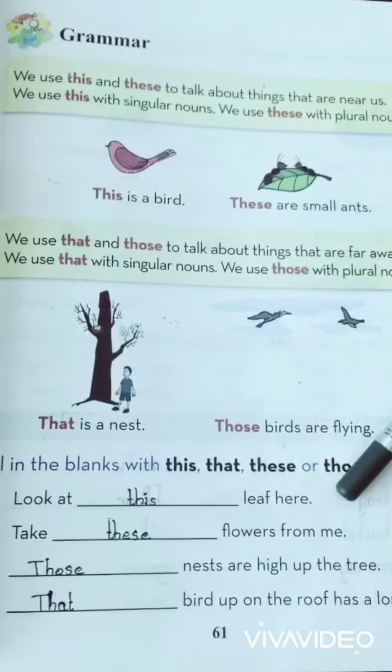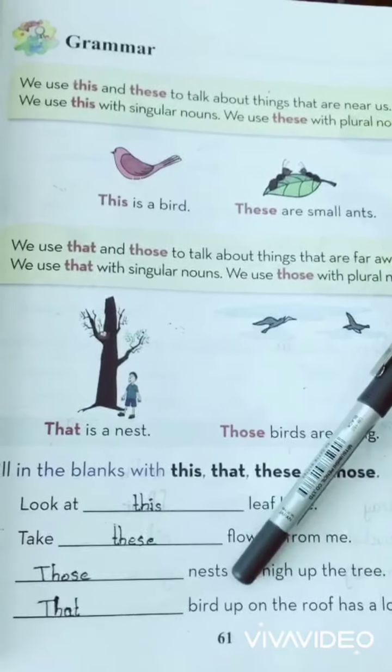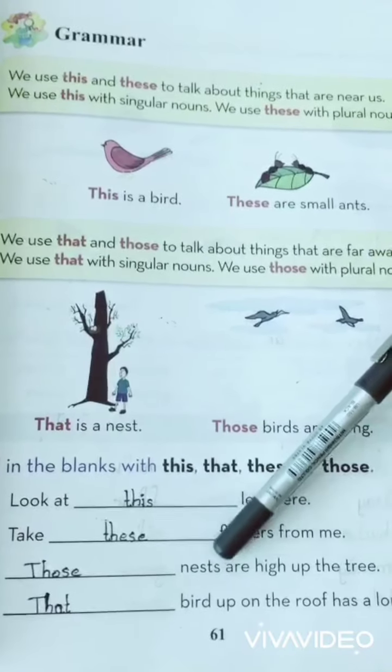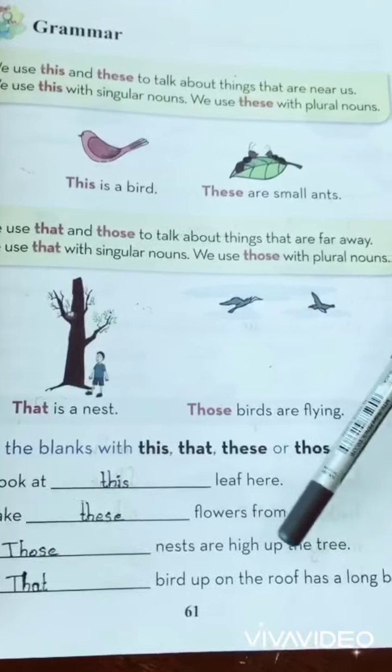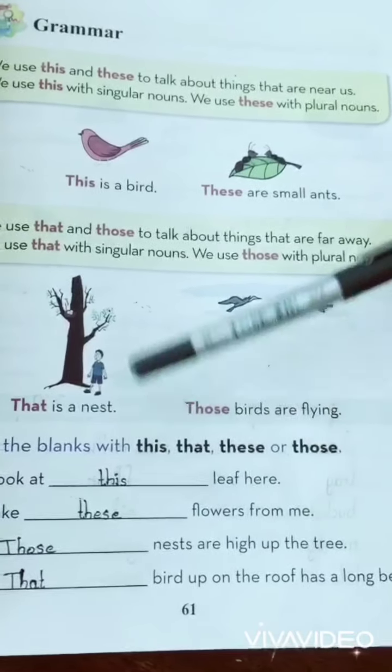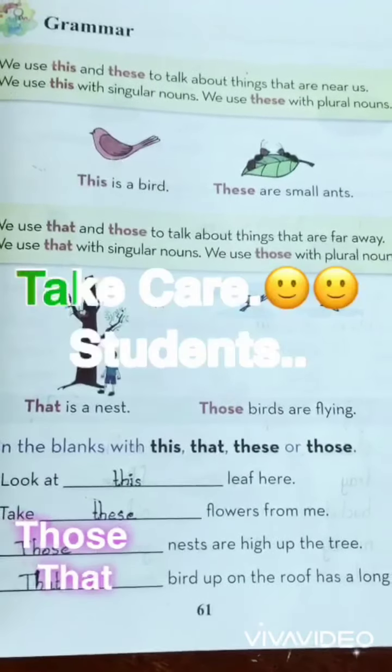Dash nest high up the tree. Nest. Talking about more than one. So those. That bird up on the roof has a long beak. So we are talking about single, that.